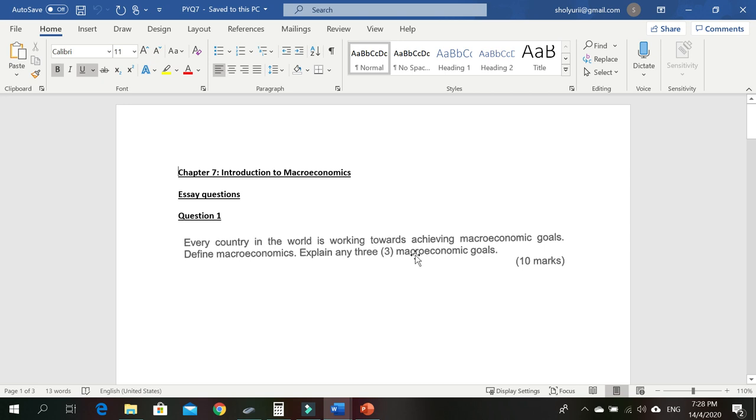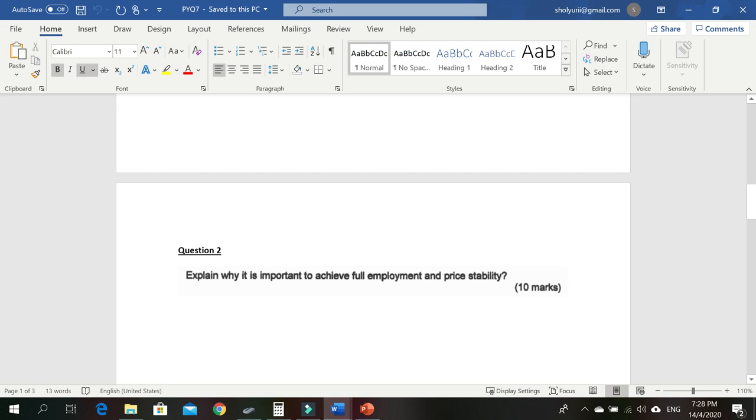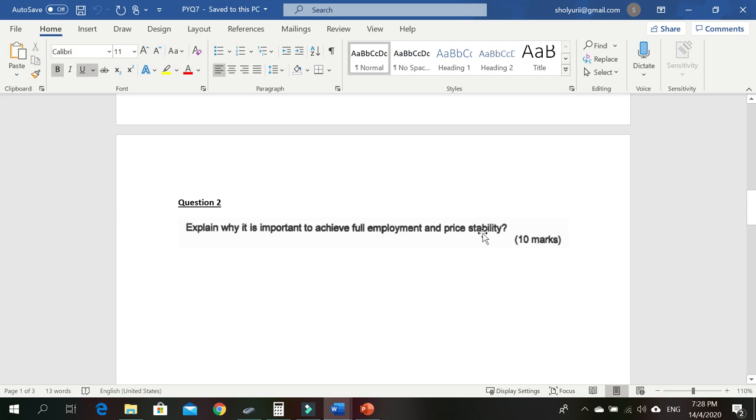Okay. And then yang kedua, explain why it is important to achieve full employment and price stability. Make sure you try ni. Sebab kalau you faham ni, you boleh buat assignment you. Kenapa paling penting sebuah-sebuah negara untuk fulfill full employment and price stability. This is to avoid unemployment. This is to avoid inflation. Okay, make sure you boleh mengarang. Cuba mengarang. And then, the last question.